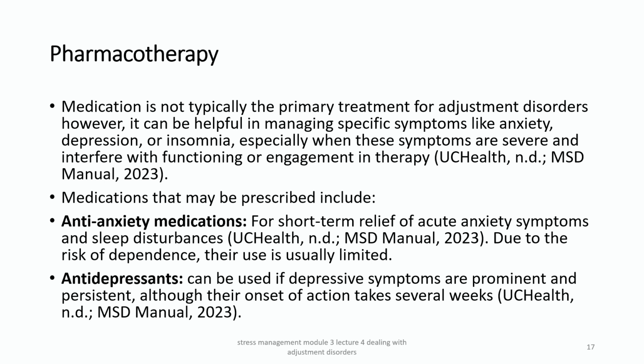Common medications that can be used are anti-anxiety medications for short-term relief of acute anxiety originating from adjustment problems and sleep disturbances, and the other category of drug that can be used is antidepressants, if the adjustment disorder also includes the feeling of sadness and hopelessness. We can administer antidepressants to improve the symptoms.